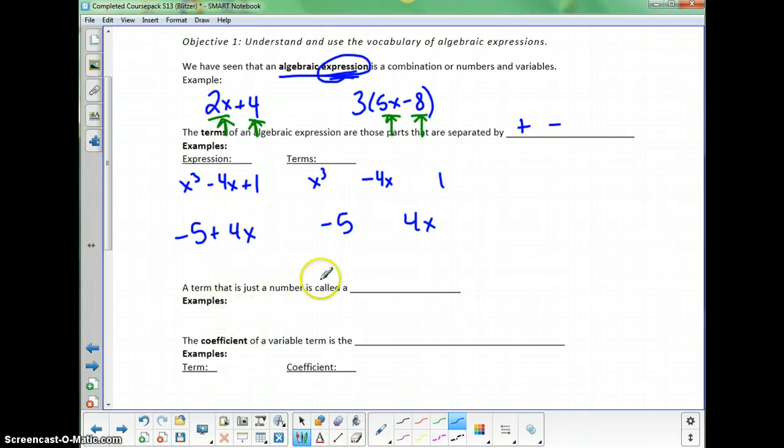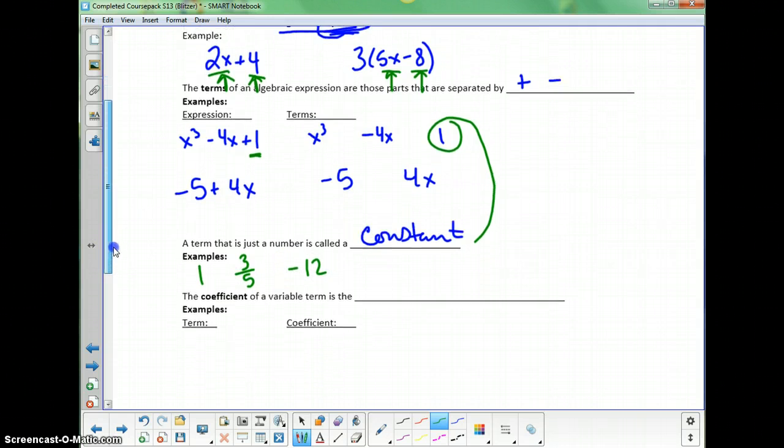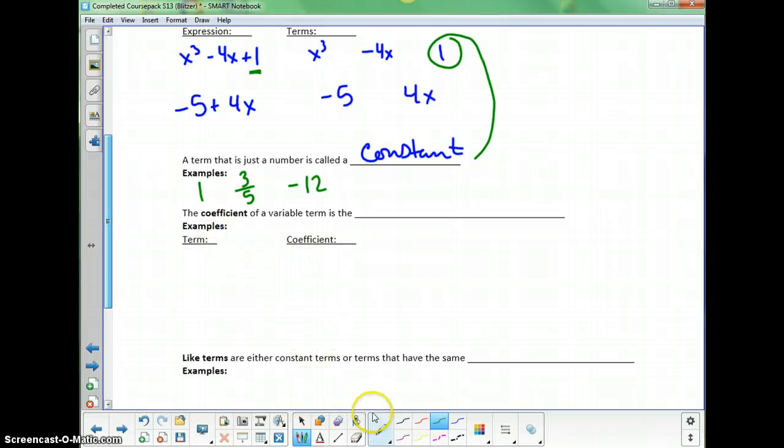Okay, a term that is just a number is called a constant. So for example, in the previous example, 1 is just a constant. It's a term that has no variable component in it. It's just a number. So examples are any number like 1, 3/5, negative 12, just single numbers with no variable. Now a coefficient, and I used that word a moment ago, a coefficient of a variable term is the numeric multiplier, the number that's being multiplied by the variable.